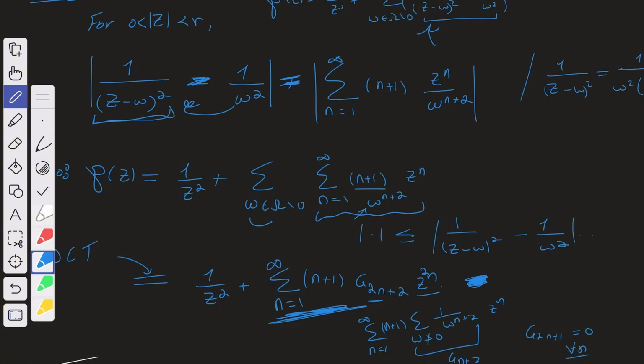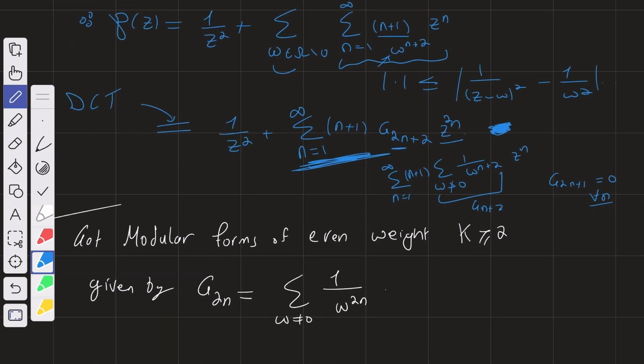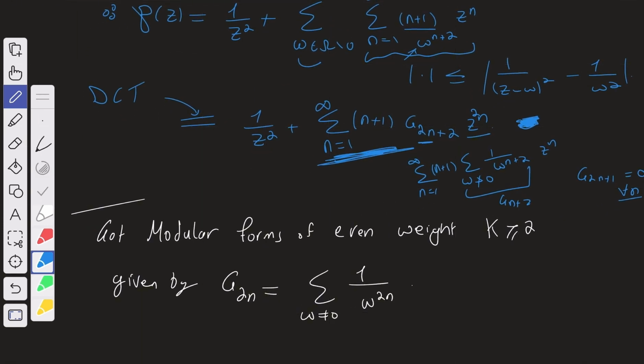And we're going to wrap up this video by saying that these things that we got will be proven to be modular forms of even weight, and this will be the topic of the next video.